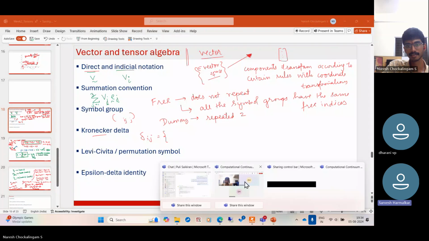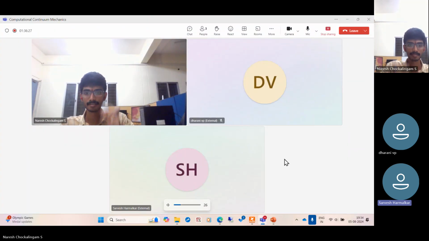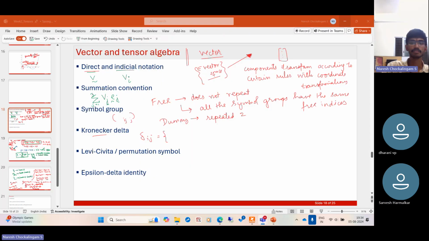Yes, Naresh. So can that dummy index repeat more than twice, or should it repeat only twice? It should repeat only twice. No index can repeat more than twice. Okay, so a dummy index is repeated 2 times. A free index does not repeat. That's all. There's no other kind of index that is allowed by the summation convention.